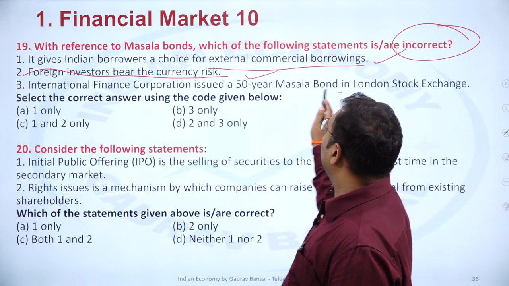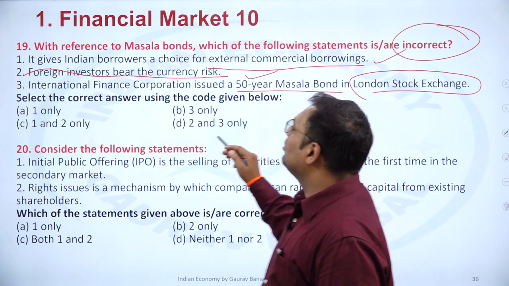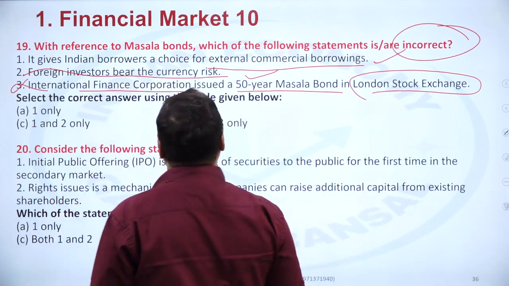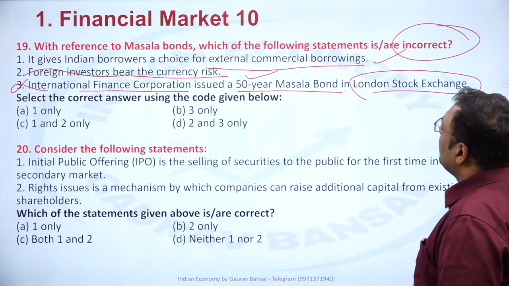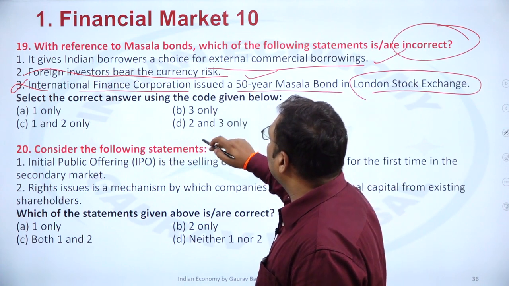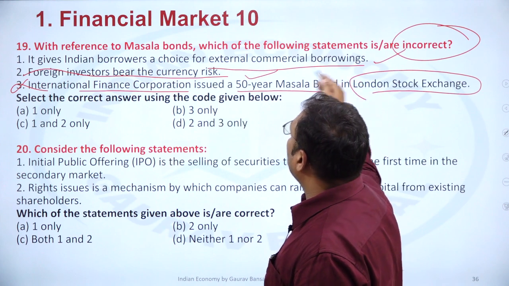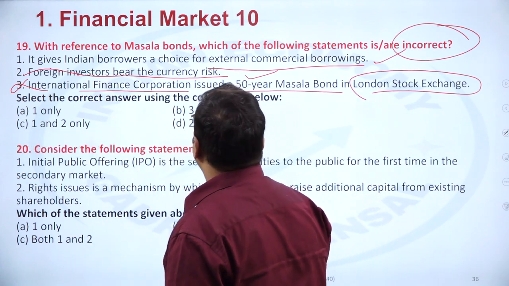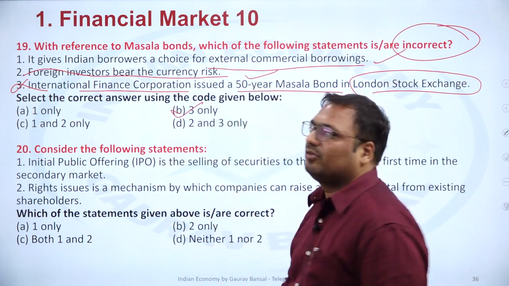International Finance Corporation issued a 50-year Masala bond on the London Stock Exchange. This is obviously incorrect. There is a 15-year Masala bond over here. So the answer should be 1 and 2, C. Sorry, we have to identify the incorrect one. So 3 is incorrect. B is the answer.